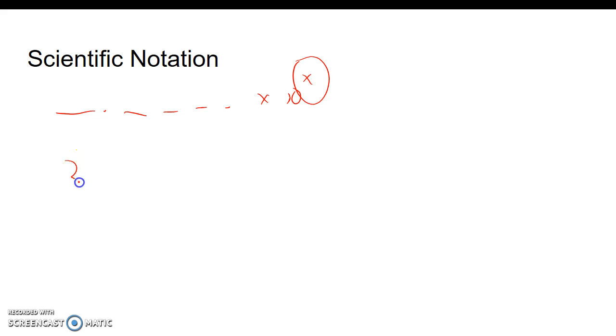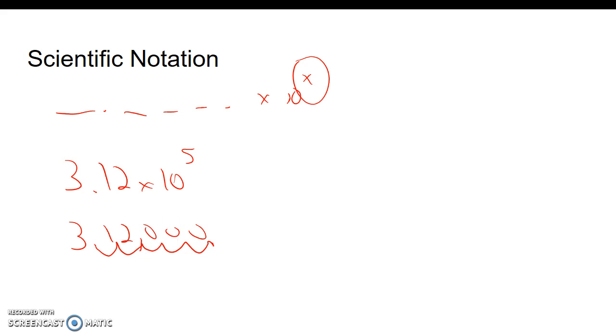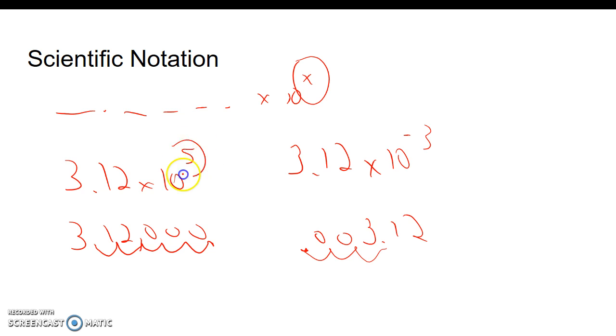So, for example, 3.12 times 10 to the 5th is 3.12, and I move my decimal 5 to the right. 1, 2, 3, 4, 5. And it's 312,000. If it's 3.12 times 10 to the negative 3, I go to the left. 1, 2, 3. 0.00312. So positive exponent, big number. Negative exponent, small number. And we move the decimal place that many places.